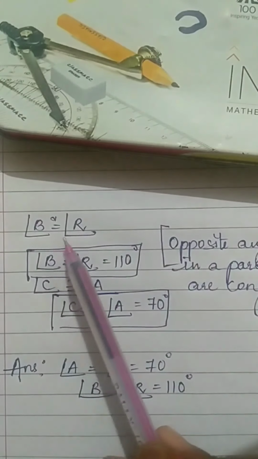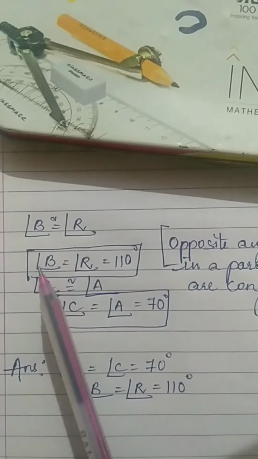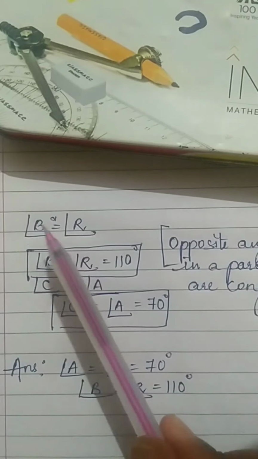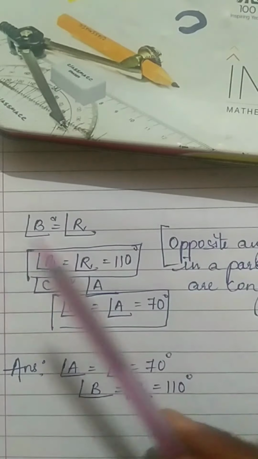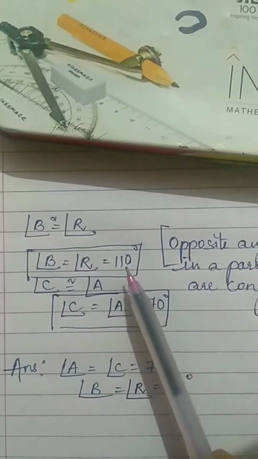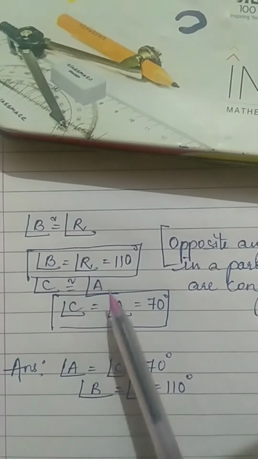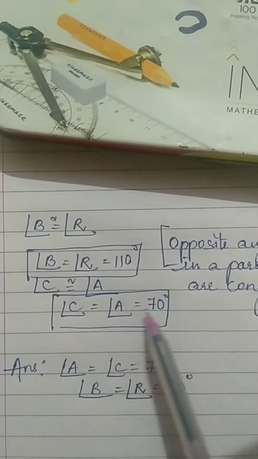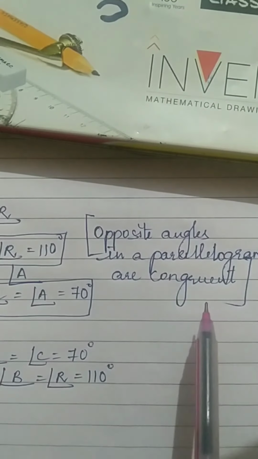So you'll write angle B congruent to angle R, because opposite angles in a parallelogram are congruent, and angle B is equal to angle R will be 110 degree. Now see children, when I am writing congruent, I did not write the measurement. These are small things, but it makes a difference. When you write measure, don't put the congruent sign, put the equal to sign. When you are writing about congruence, put the congruent sign. When you are writing about the measure, put the equal to sign. Angle C is equal to angle A, both are 70 degree. Reason: opposite angles in a parallelogram are congruent.